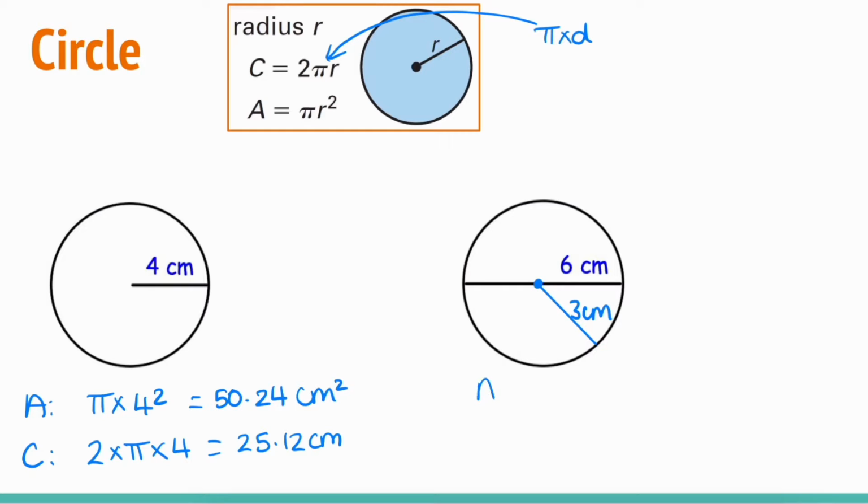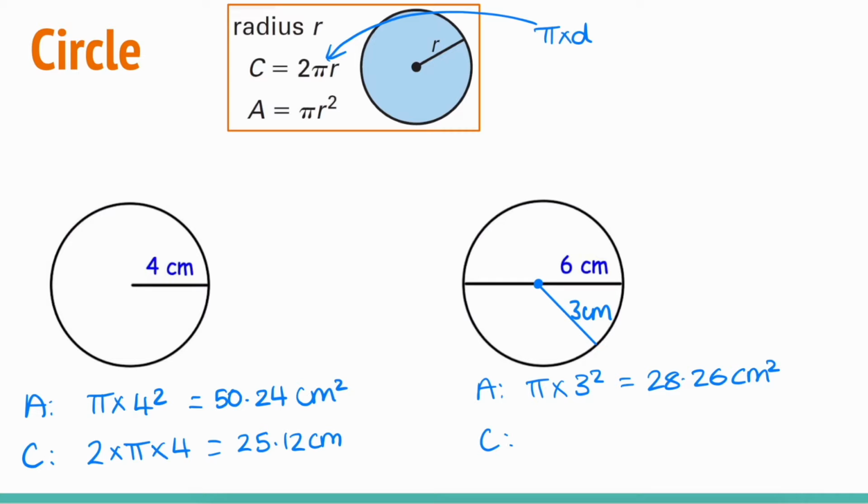So the area is equal to pi times 3 squared. Just making sure that you're always using the correct one there. And that gives me 28.26, and that's centimeters squared because it's area.